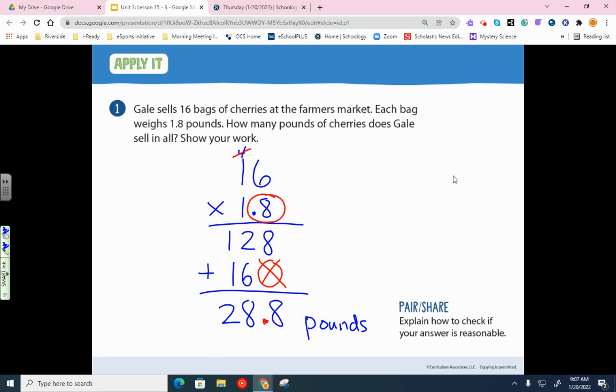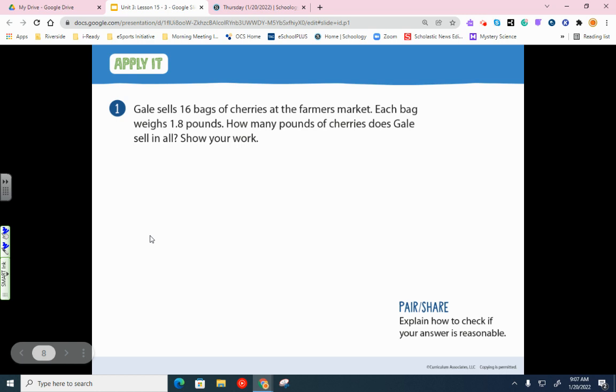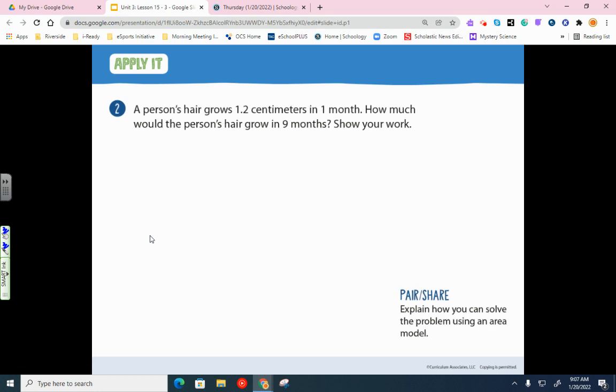All right, let's turn the page. Again, if you're listening to this video at home or going back to review with family, then you can always pause and rewind if I'm going too fast. A person's hair grows 1 2/10 centimeters in 1 month. How much would the person's hair grow in 9 months? So we have 1 2/10 centimeters. We want to see how much it grows in 9 months. So we have this. 9 times 2 is 18. 9 times 1 is 9, plus 1 is 10. We have one place value. So it's going to be 10.8 centimeters.